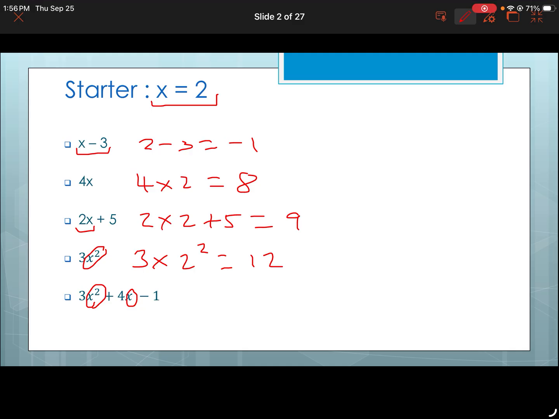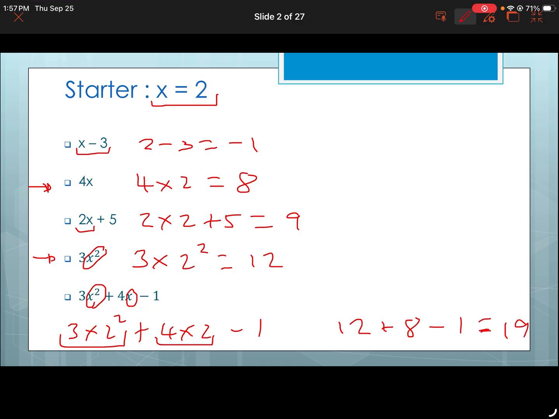Now, I tried doing this by helping you, because we did 3x squared here and we did 4x here. But if you didn't notice that, it would just be 3 times 2 squared plus 4 times 2 minus 1. So 3 times 2 squared is 12. 4 times 2 is 8. Take away 1. And then just read left to right. 12 plus 8 take away 1 is 19. If you got all of them right, you're the best in the world. If you didn't, don't worry. Hopefully I've explained it properly.